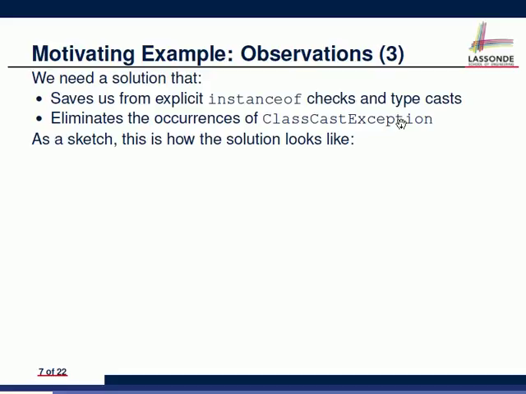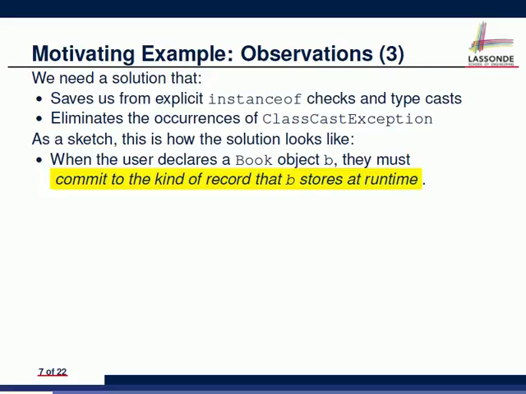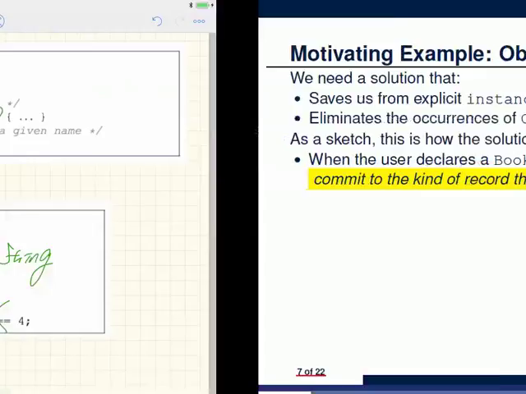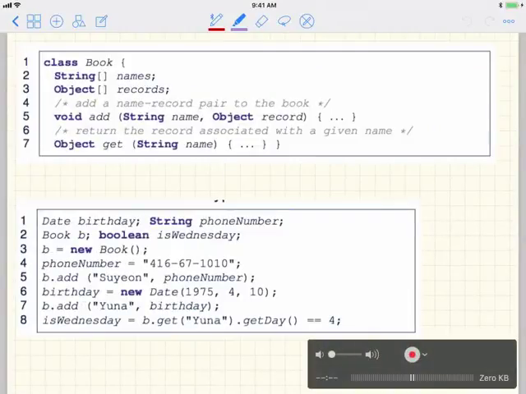Okay? So now, this is how the solution is going to look. I'm going to go back and forth to show you how the solution can be applied. Now, first of all, from the user's point of view, let's read the principle first and I will illustrate it to you right away. From the user's point of view, whenever you want to declare a variable of type book, not only is it a book, I want to commit at the same time what kind of book. Is it a book of accounts? Is it a book of persons? Is it a book of telephone numbers? So you want to commit to the record that will be stored at runtime.